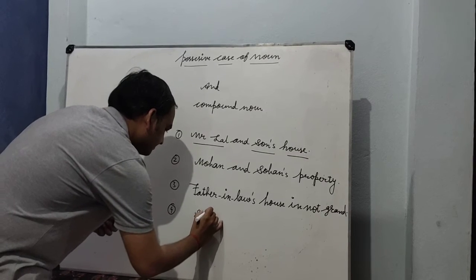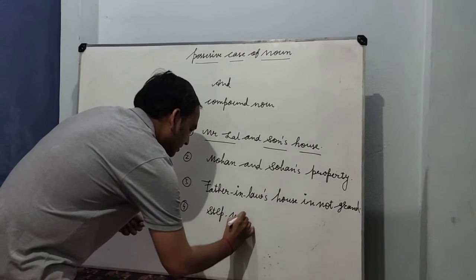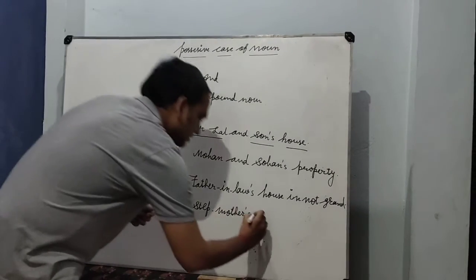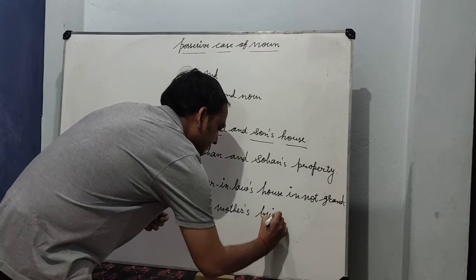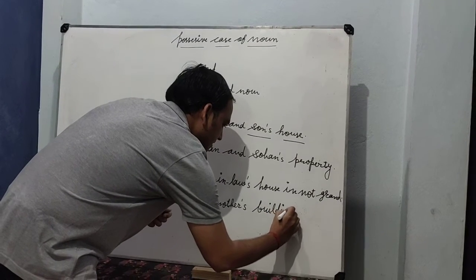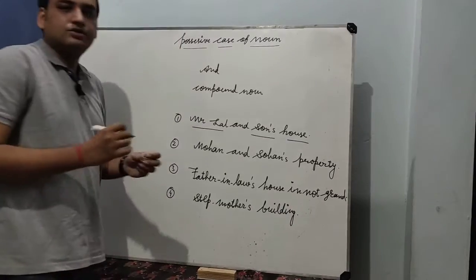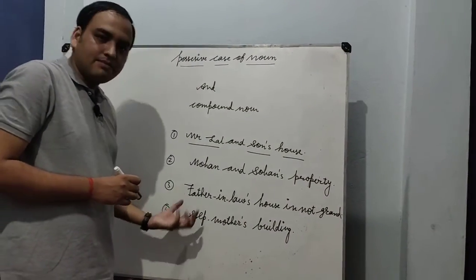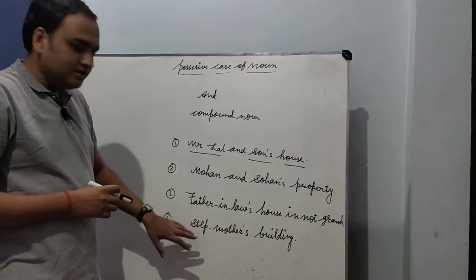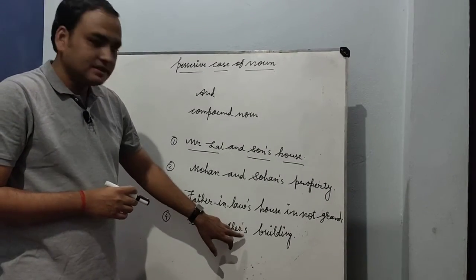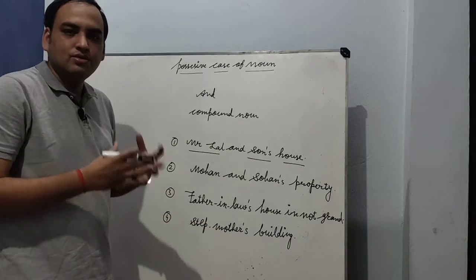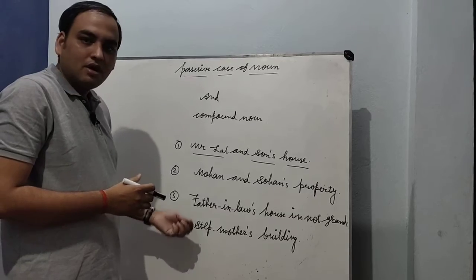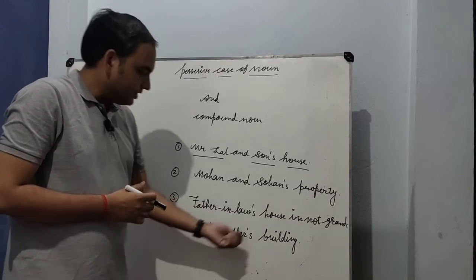Step mother's building. Okay, if we are talking about a building, that building belongs to step mothers. Okay, so we will use again apostrophe at the last of this word, so this will show the possession of noun stepmother with building.